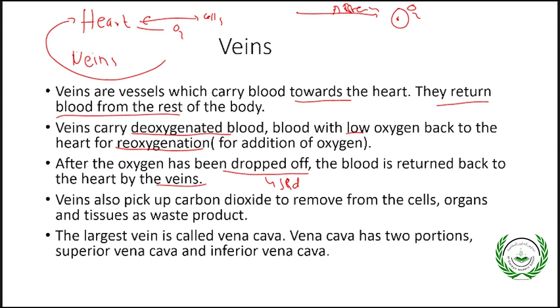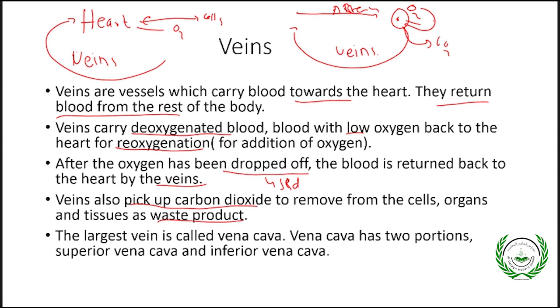Okay, so for example, let's say this is the artery and this is your cell. When the blood arrives at the cell, the oxygen will be dropped or used. When the oxygen is used up, the blood should be returned to the heart through blood vessels called veins. Veins also pick up carbon dioxide to remove it from the cells, organs, and tissues as a waste product.